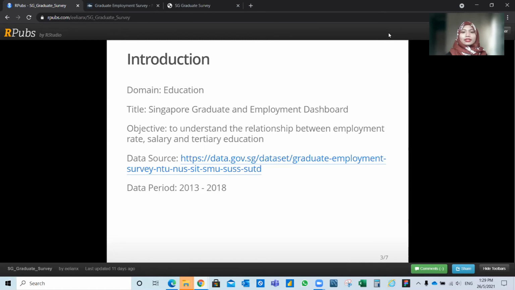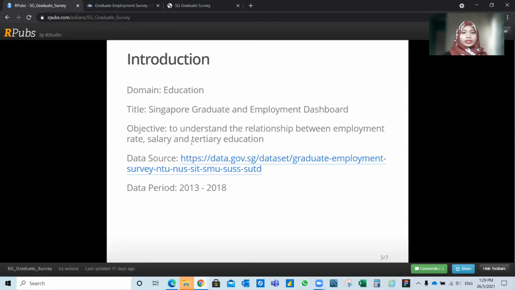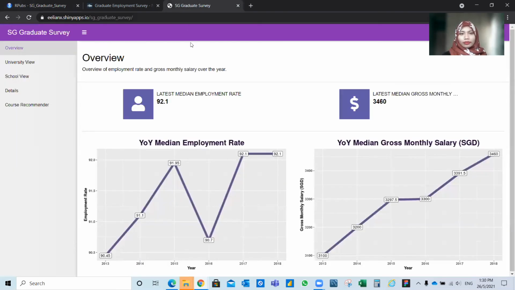So from the start, we can see the link for the data source. This is the data source for our project. And the data period is between 2013 until 2018. So now let us go into the Shiny app flow. There are 5 main important tabs that has been created for this dashboard. And if we click on the link that has been provided, it will lead us to the Shiny app dashboard.